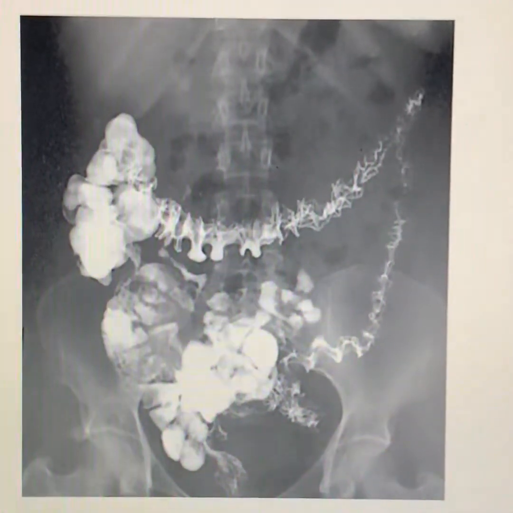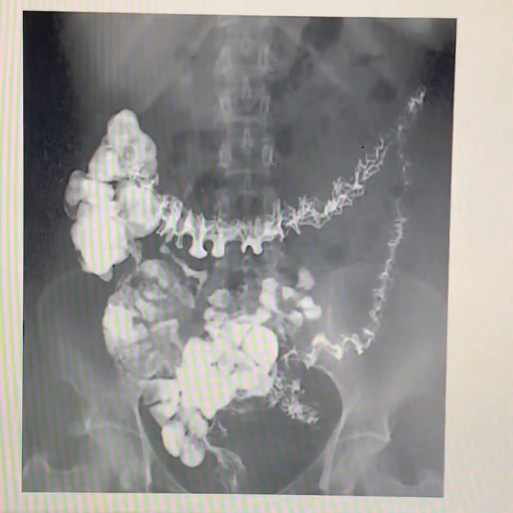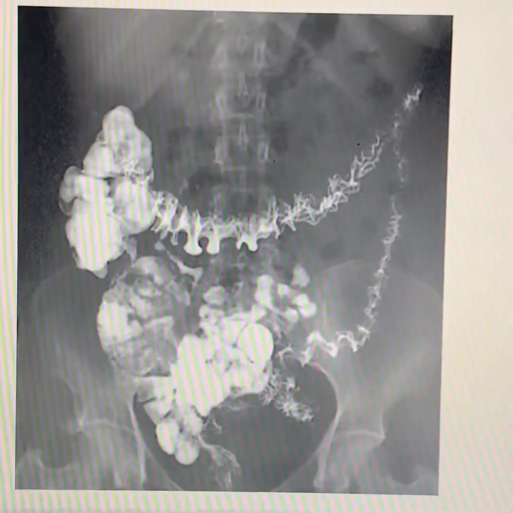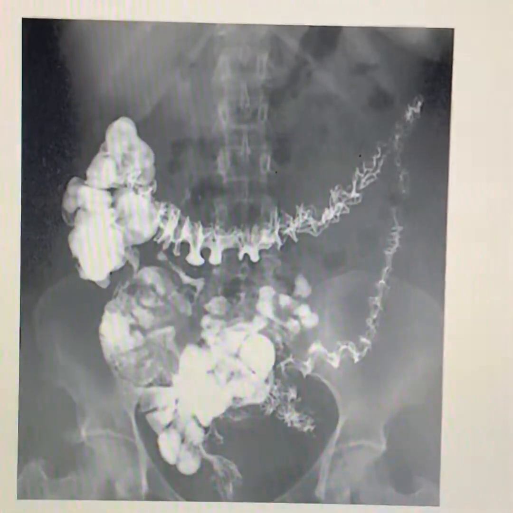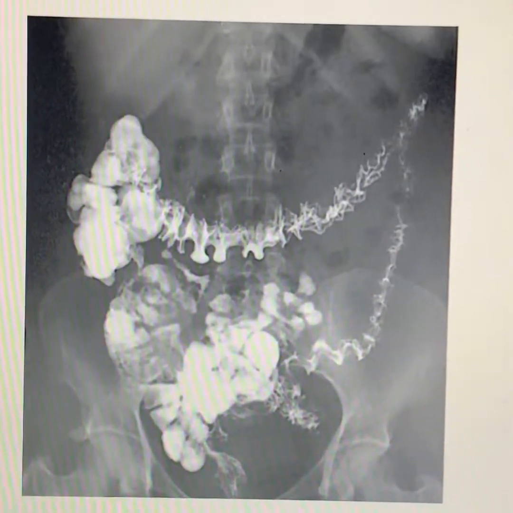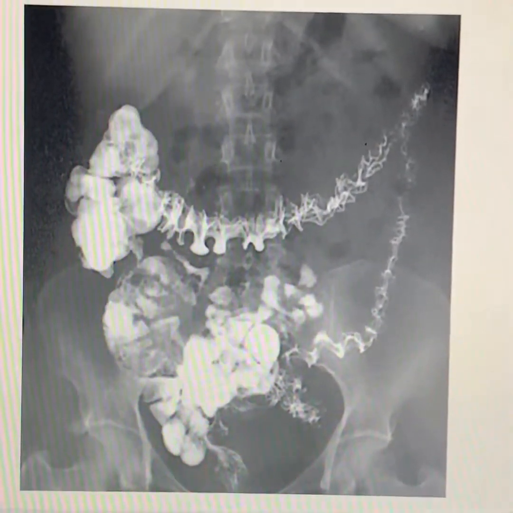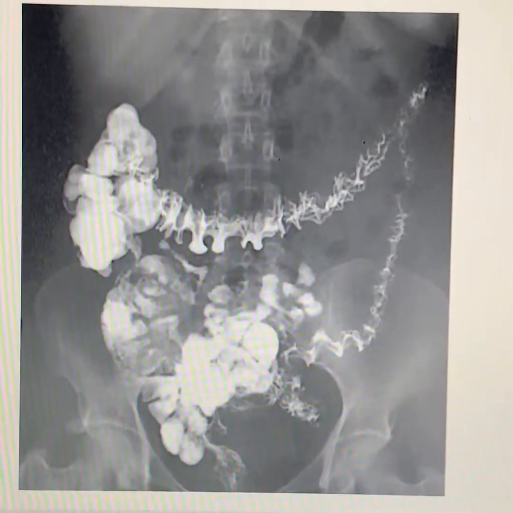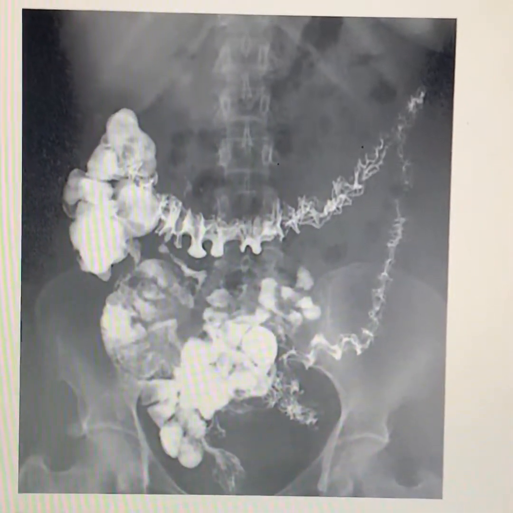Here we have a post-evac image of the patient. This image is taken once the patient has gone to the bathroom and flushed everything out. We want to make sure that the majority of the contrast has been flushed out.